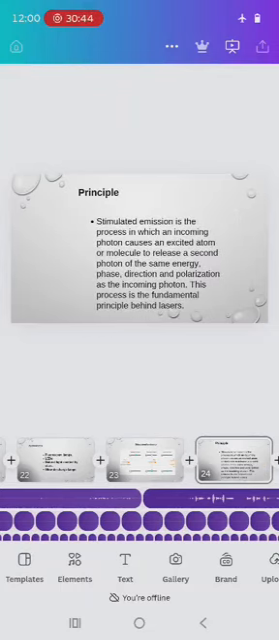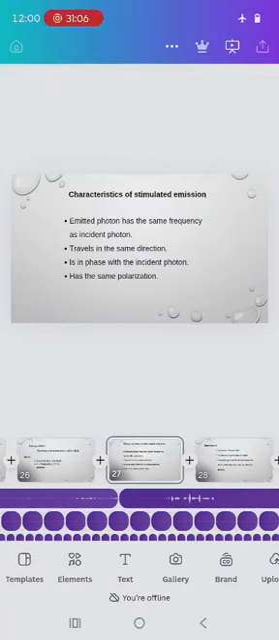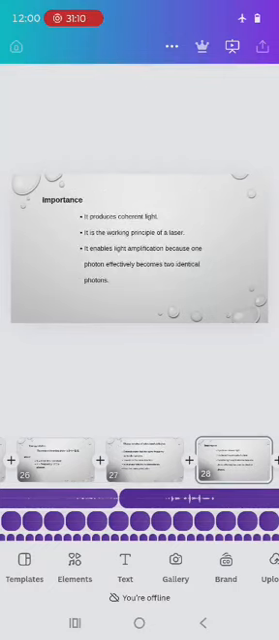Next is stimulated emission, the principle and the process. The atom absorbs energy and moves from the ground state to the excited state. The energy difference is E2 minus E1. Energy relation: E equals h nu equals E2 minus E1. These are the characteristics.